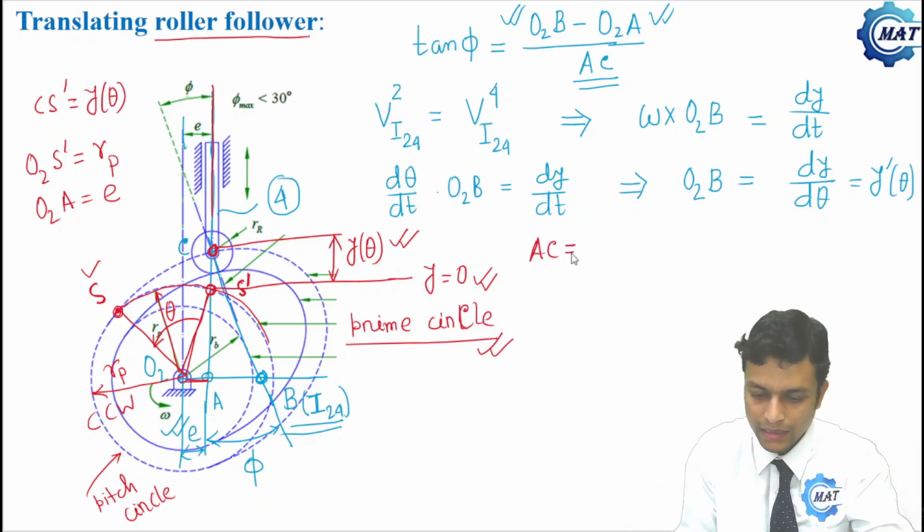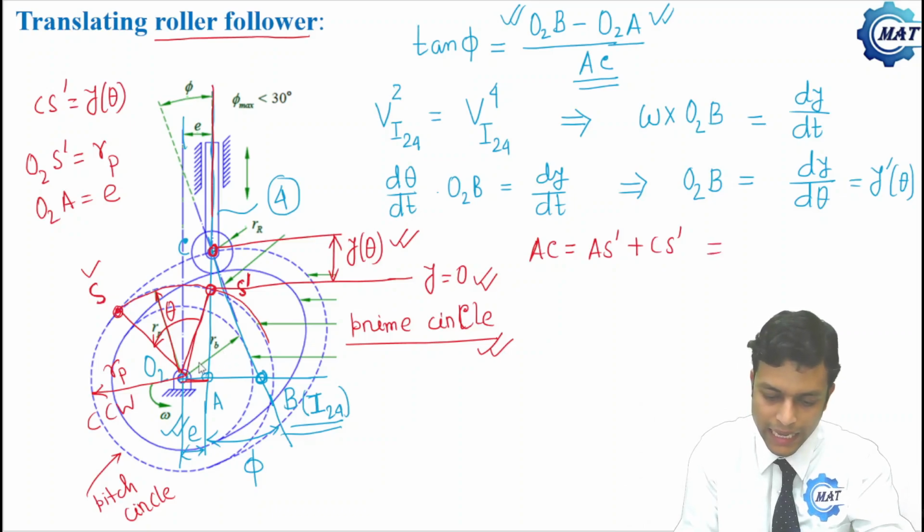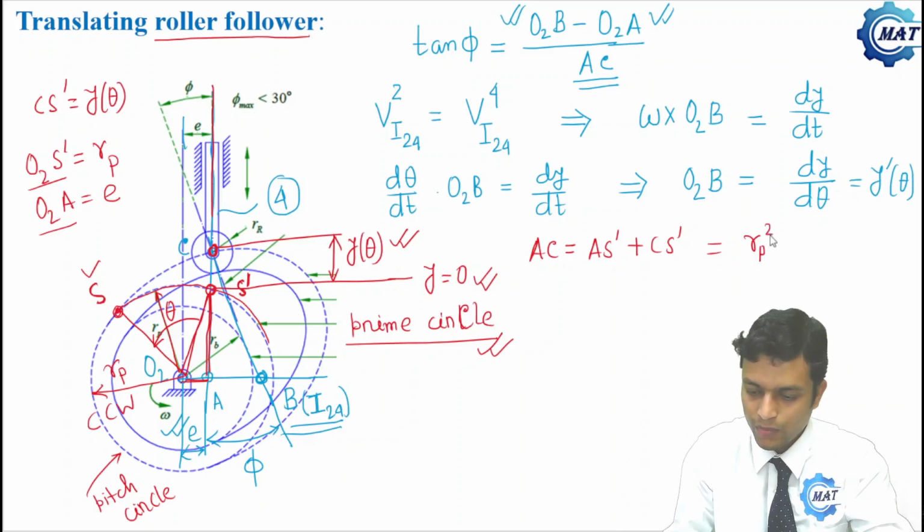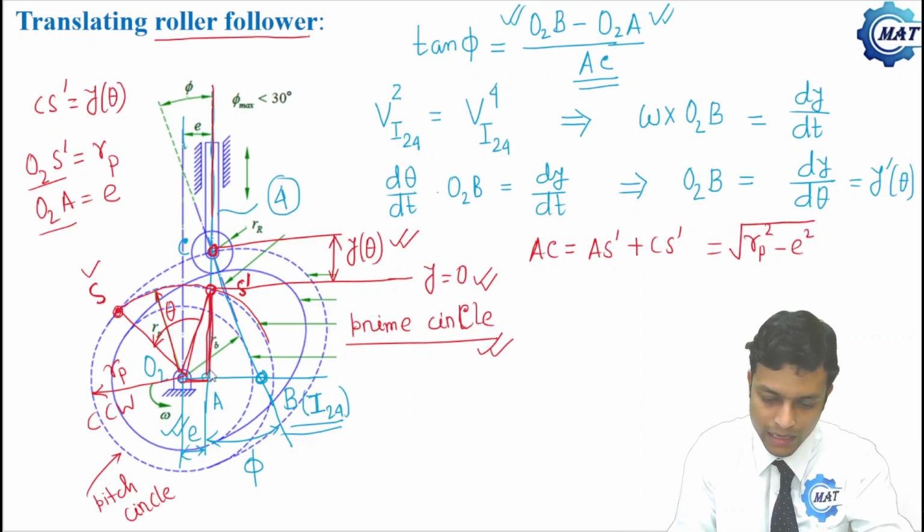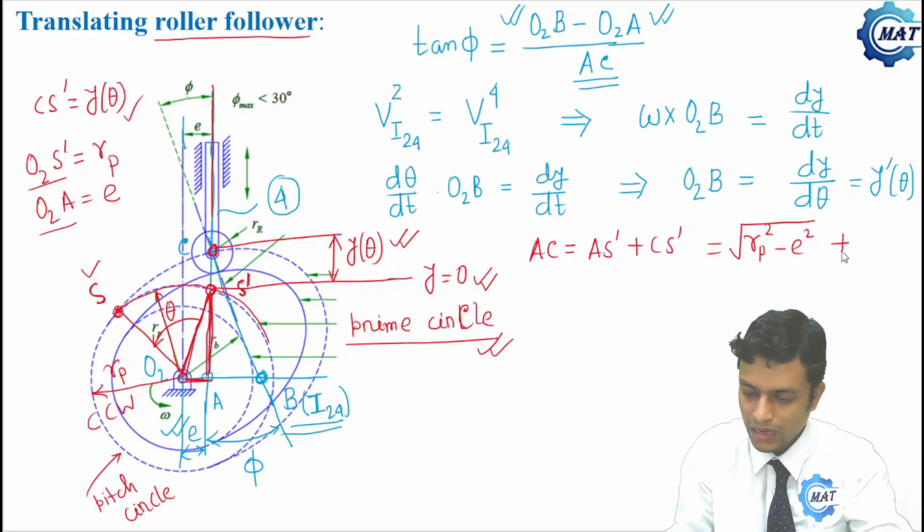What is AC? AC is AS prime plus CS prime. What is AS prime? By Pythagoras theorem, this height will be the square root of the square of O2S prime minus the square of O2A, that is RP square minus E square. And CS prime is nothing but plus y of theta.